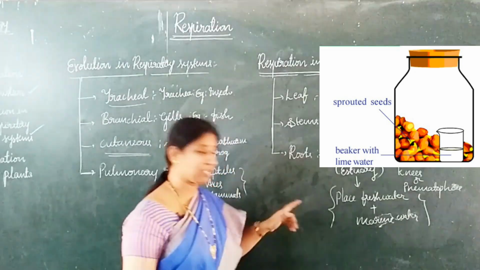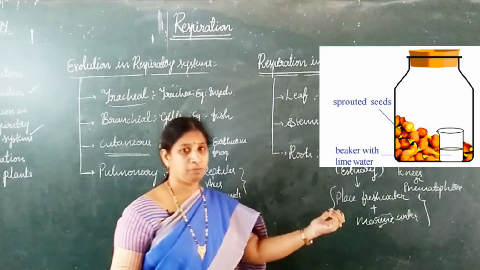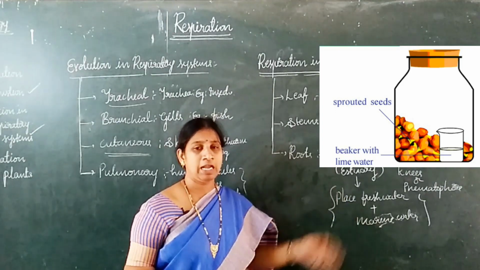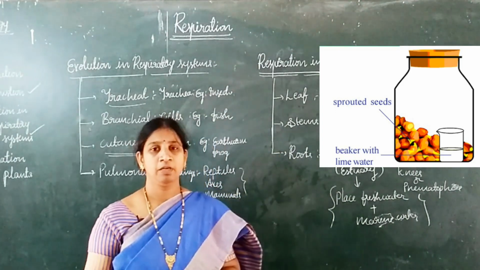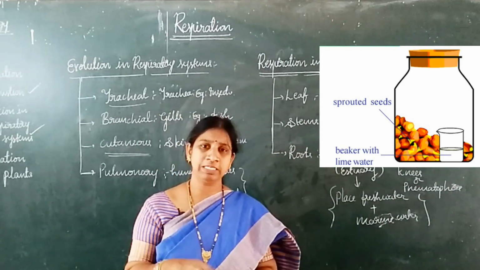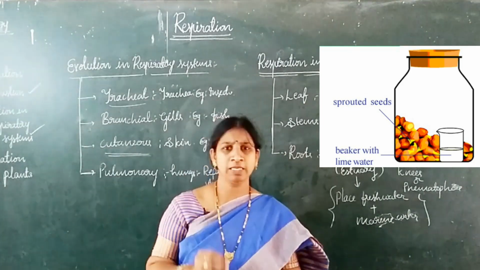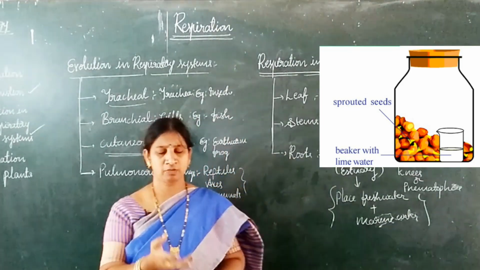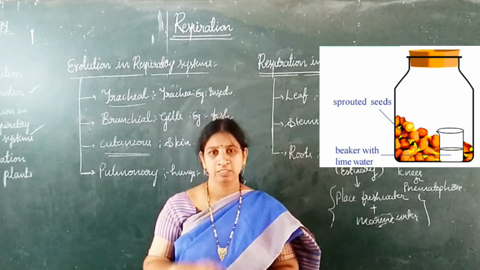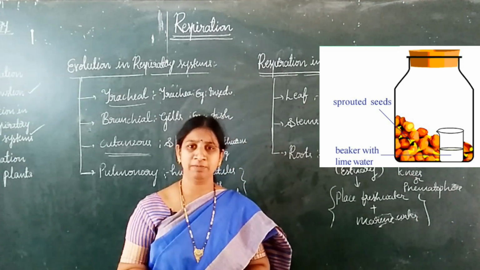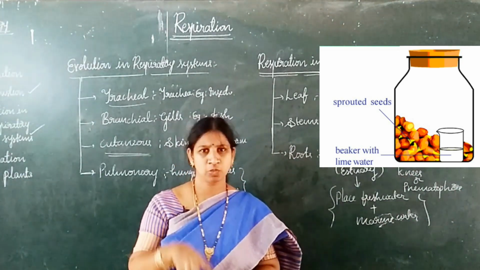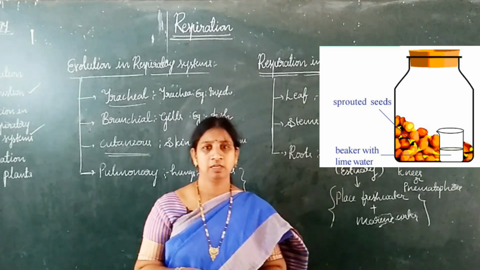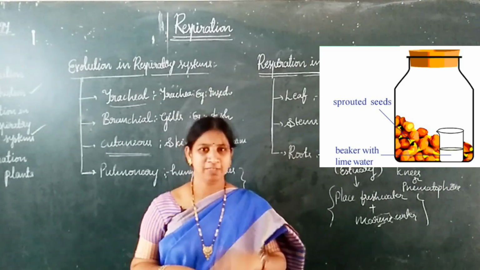So we need a glass jar, next a small beaker with lime water, and we also require some seeds, either mung seeds or Bengal gram seeds. Mung is very preferable, or we can call them green grams. So take a handful of green grams. The day before the experiment, soak them in water overnight. After that, drain the water completely.